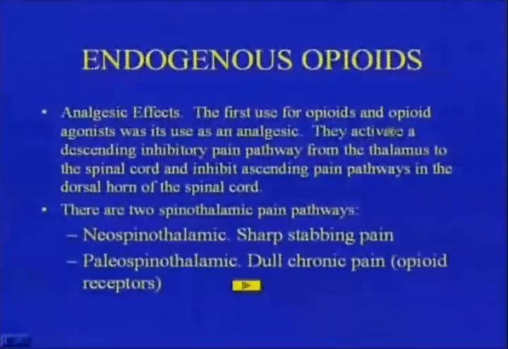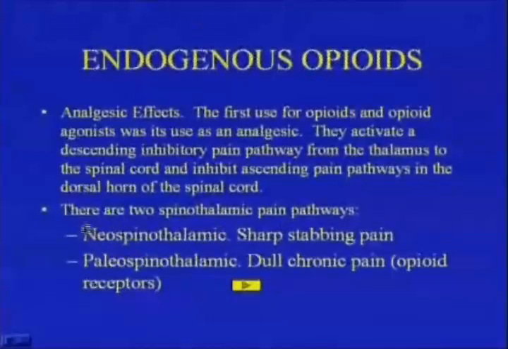So the first use of the opioids and opioid agonists was in treating pain as an analgesic. So they activate the descending inhibitory pain pathway from the thalamus to the spinal cord, and thereby inhibit the ascending pain pathway in the dorsal horn of the spinal cord. So we'll consider this without trying to become professionals in neuroanatomy. So there are two spinothalamic pathways.